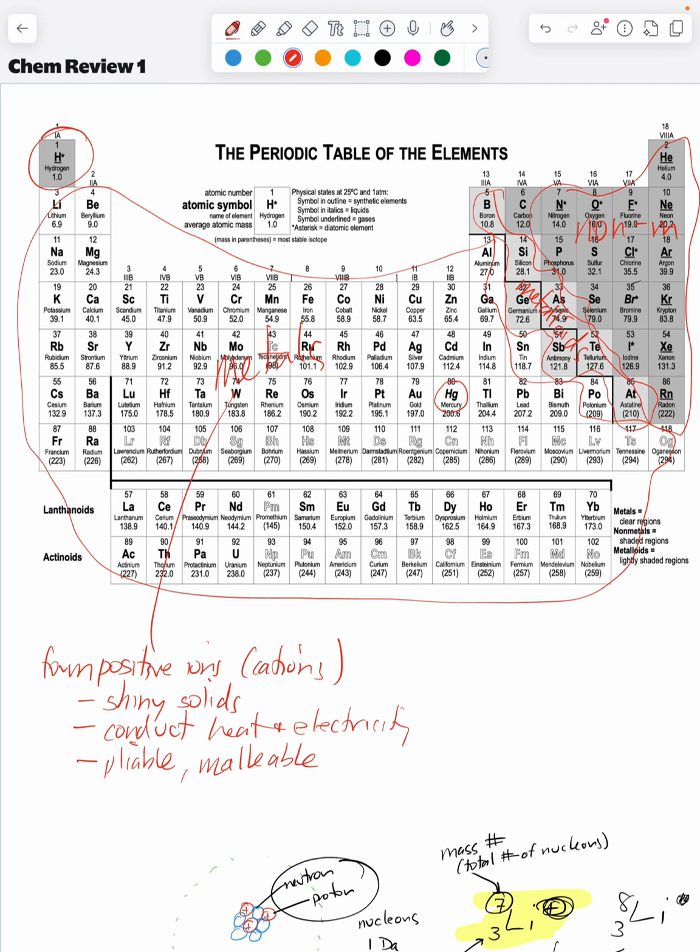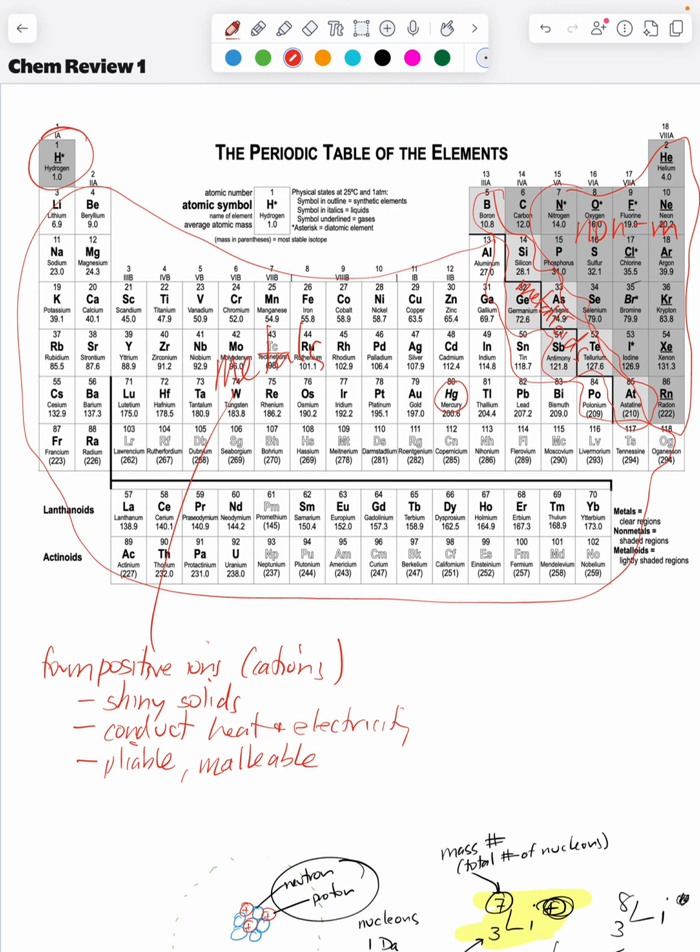Okay, and then the non-metals, the general properties you're looking for, and write these down if you think you'll forget. They form anions, negative ions. That's what they like to do. They tend to be dull solids, not shiny solids, or gases. There's also one liquid, bromine. They are insulators, so they're not good conductors. They insulate both heat and electricity. And these tend to be brittle if they're solids.